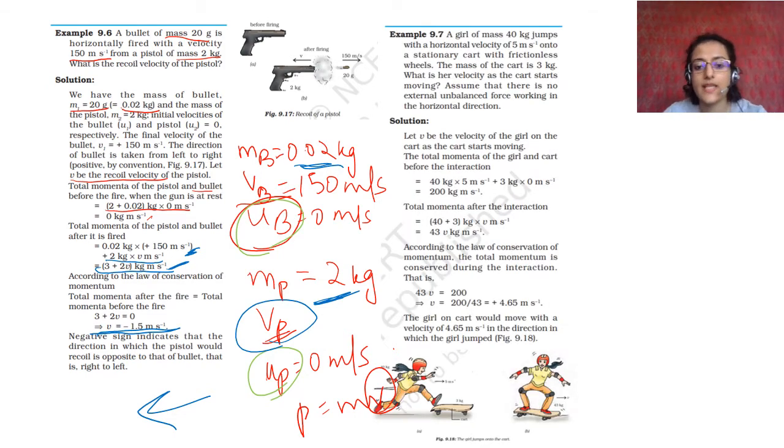This is the second example. A girl of mass 40 kg jumps with a horizontal velocity of 5 meter per second onto a stationary cart with frictionless wheels. Now, they have said frictionless wheels because in most of these numericals that you solve, friction is removed. You will not have friction to solve.